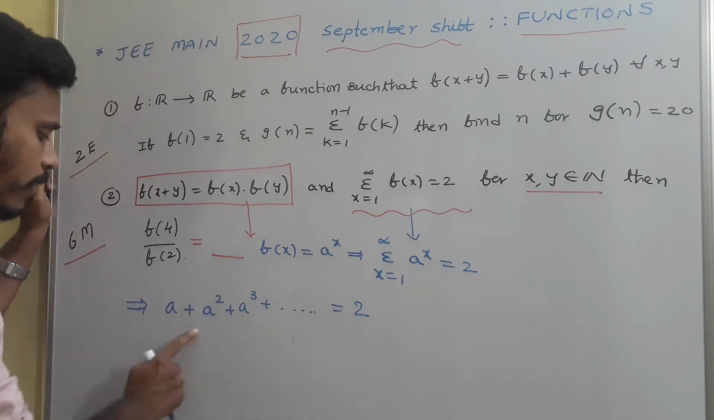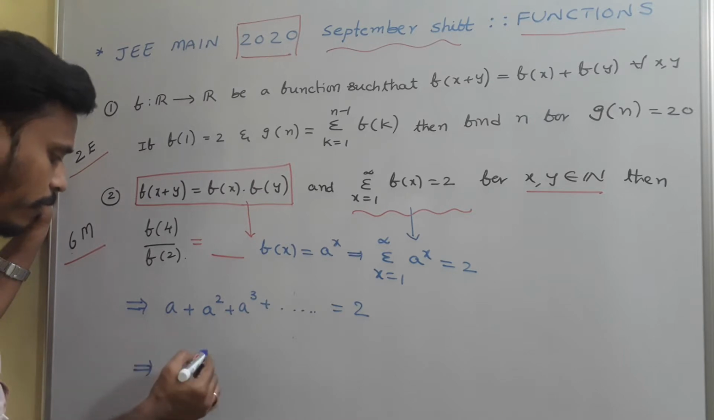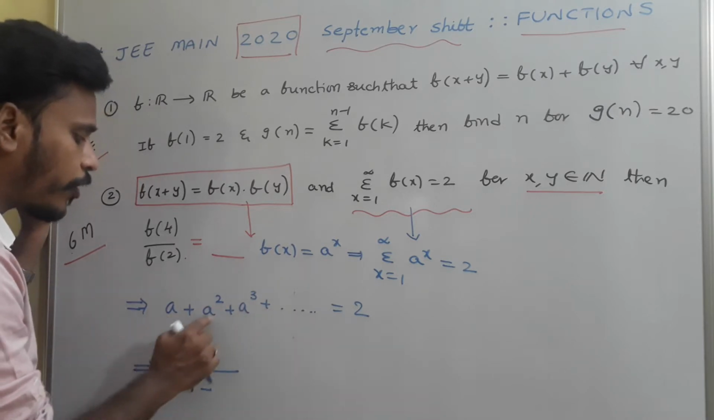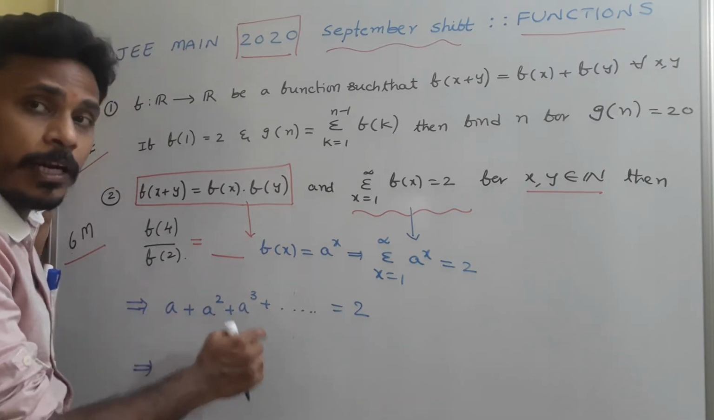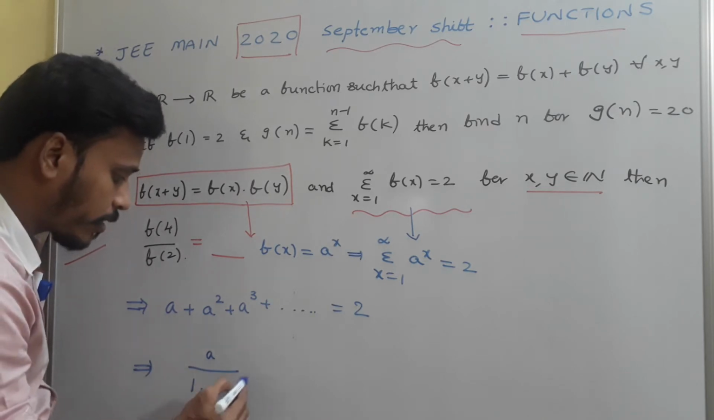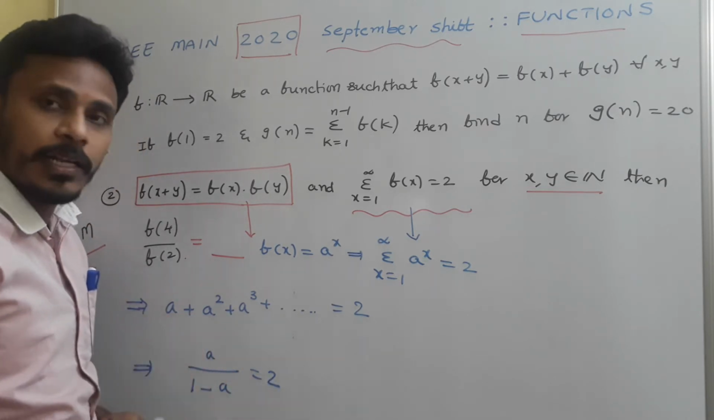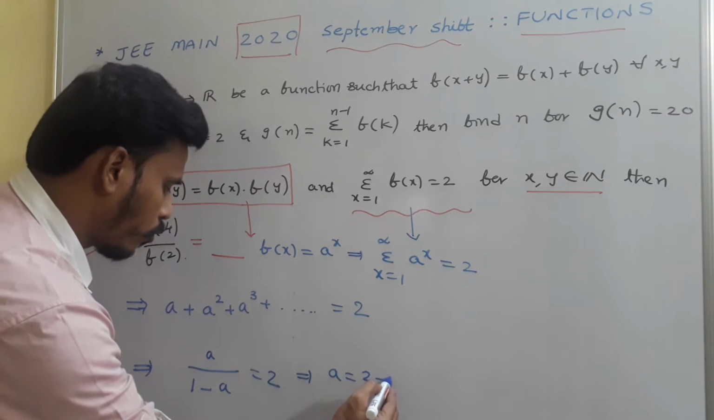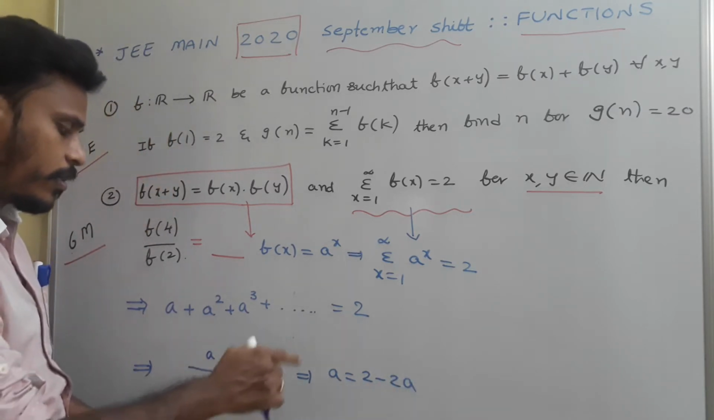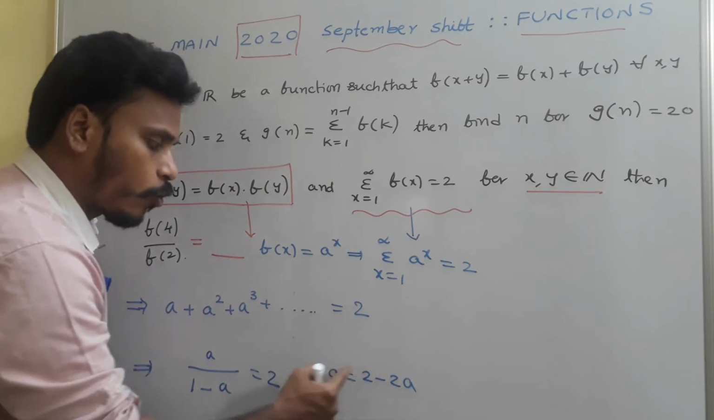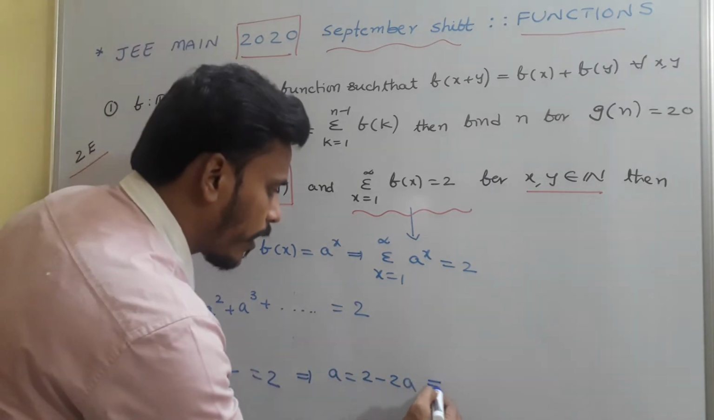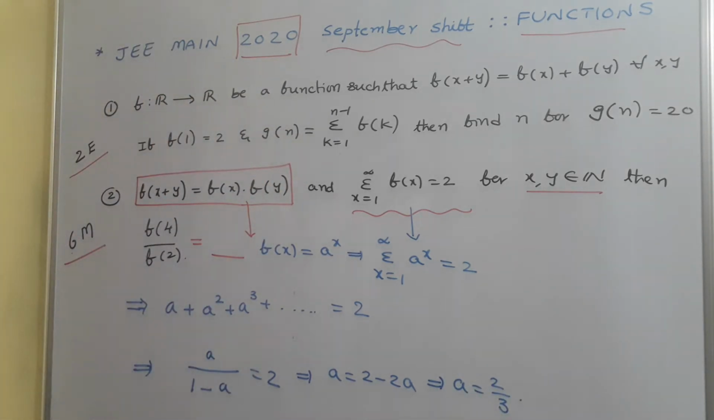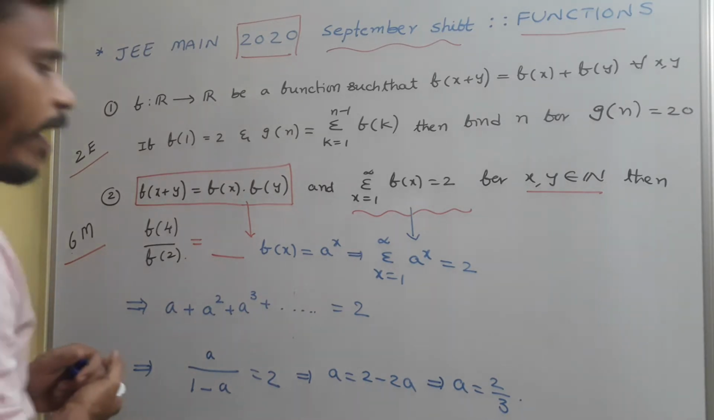Okay. So when you apply the sum of infinite terms of GP rule, first term a divided by 1 minus the common ratio. The common ratio is here again a, because continuously we are multiplying with a. So a by 1 minus a is equals to 2. We need to solve it. So from this, a is equals to 2 minus 2a. When you simplify, 2a comes this side, 3a is equals to 2. That implies the value of a is 2 by 3. Have a look. So at the end, we have that a value is 2 by 3.